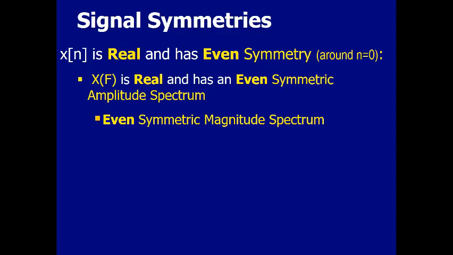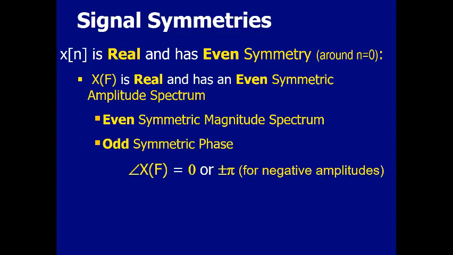If we plotted the magnitude, it would still be even symmetric, and the phase would still be odd symmetric, but the phase would have to be only either 0 for positive real values of x of f, or plus or minus pi. So we have to be on the positive or negative real axis. And so when x of f goes negative, we'd plot its magnitude as positive, and we'd plot its angle as either plus pi or minus pi to account for that negative sign.